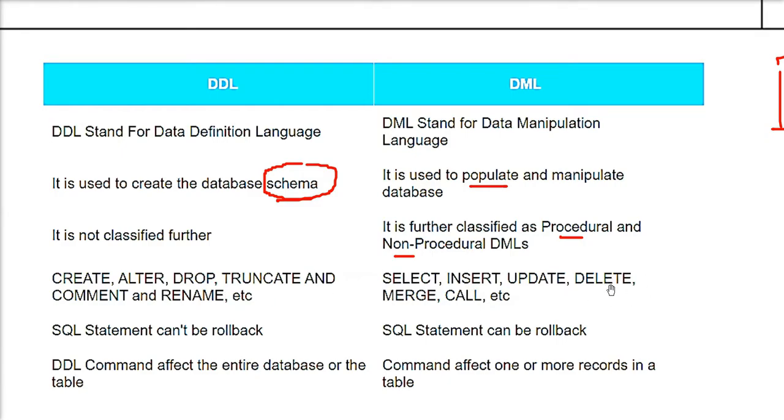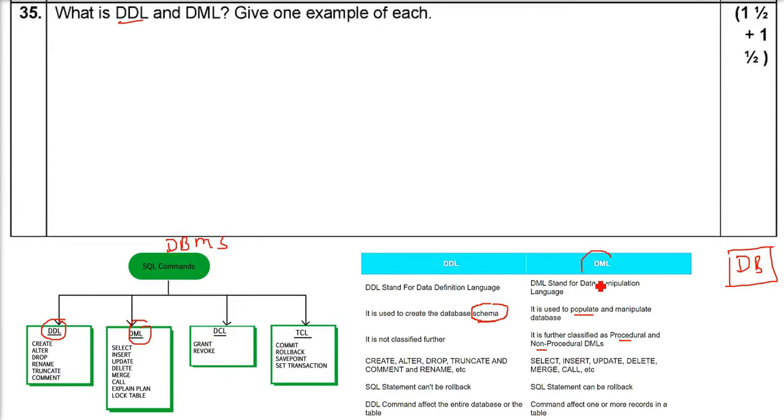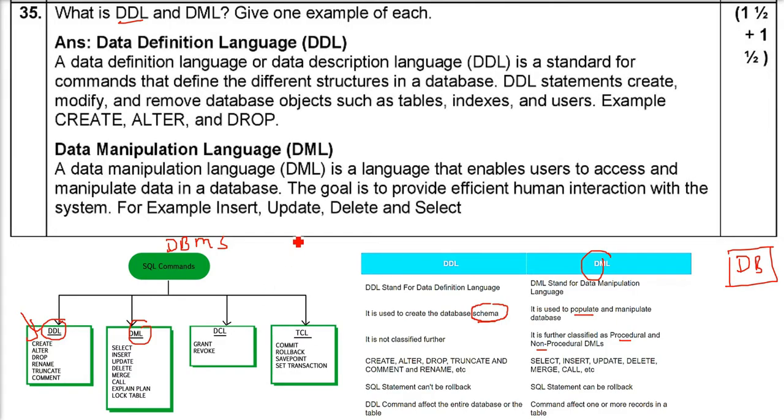One more thing: a DDL SQL statement cannot be rolled back. Rollback means that if you have come to a certain point, you cannot go back. In DML, an SQL statement can be rolled back. This can be done. DDL commands affect the entire database or the table, please remember it. DML commands affect one or more records only, that is rows.